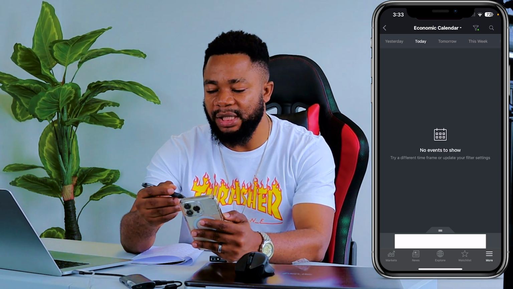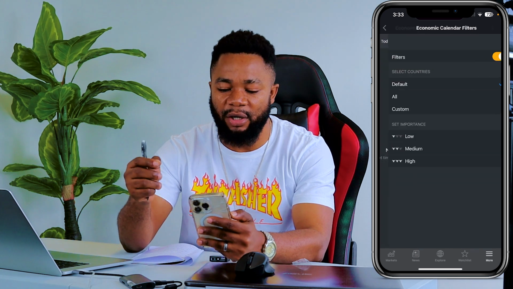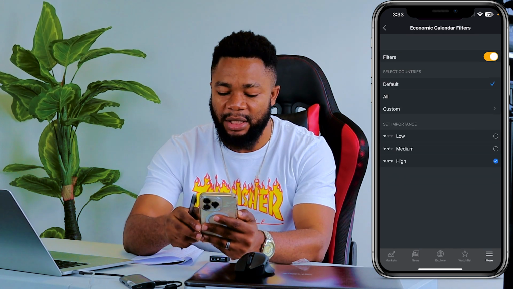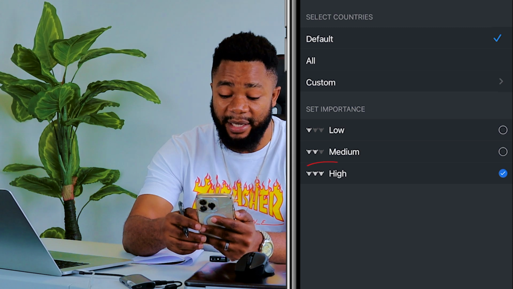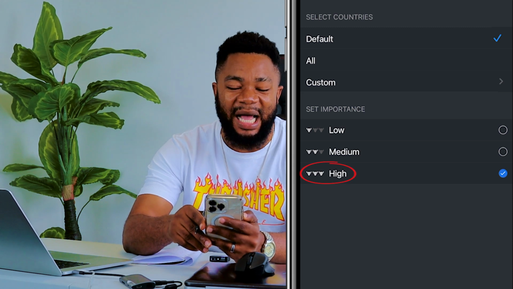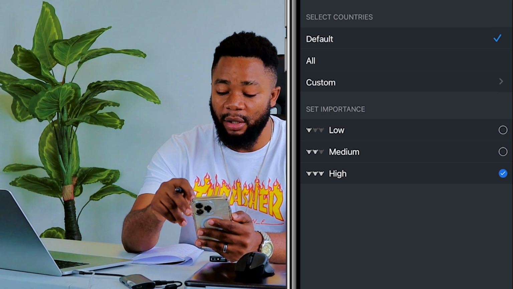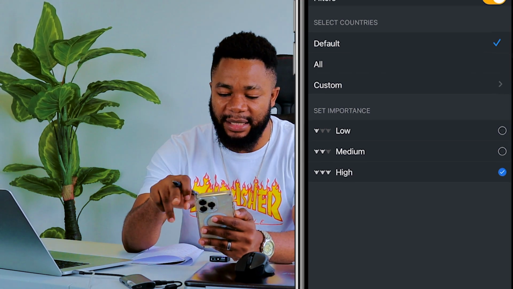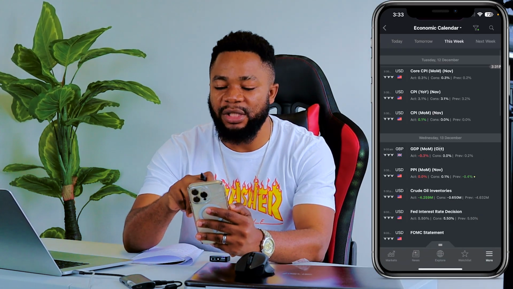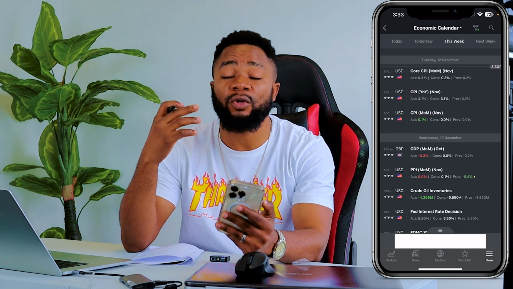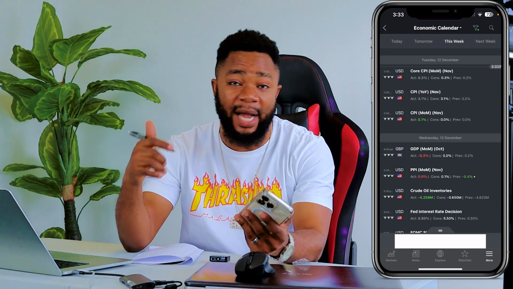So to filter, you just click on this funnel right up here. You click on the funnel and you come down where it says set importance. I want you to click on where it says high, because we will only want to see high impact news events. All right, so just click on high impact news events, the three bulls, and that is it. You can then go back. Any news events you're going to be seeing are going to be the ones with three bulls, meaning those are news events that have high impact in the market.